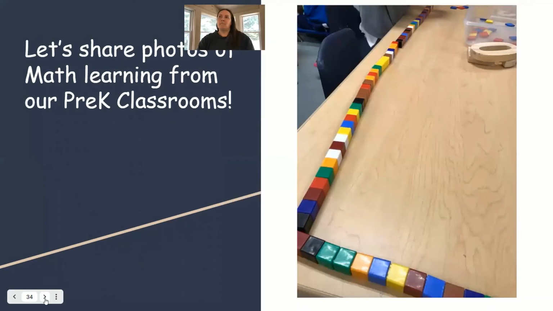We don't have any videos of math activities, and if we were together, we could set up centers for you to go around and explore all the different things, but instead we'll share some photos of math learning from our classrooms. This one was not a structured activity. We had Unifix cubes in our manipulative center, and they were measuring the table.